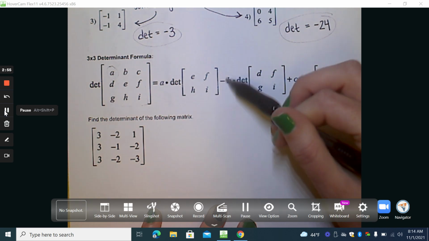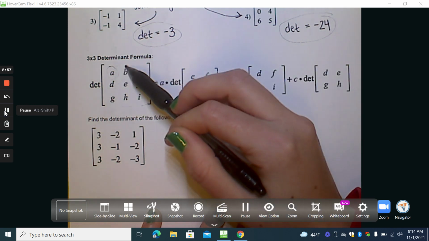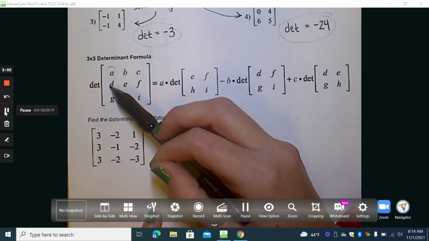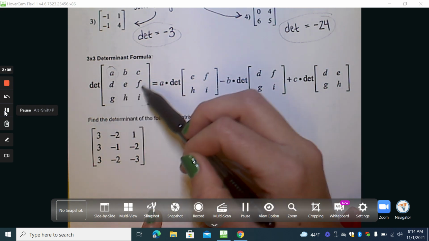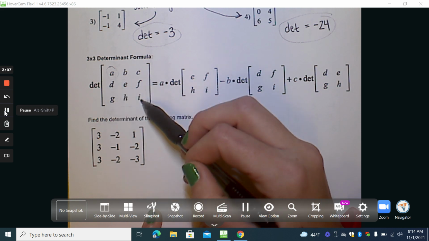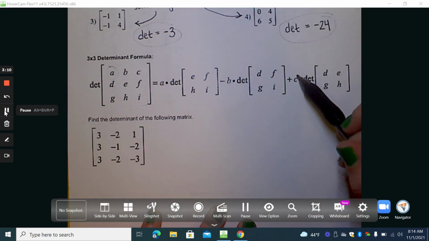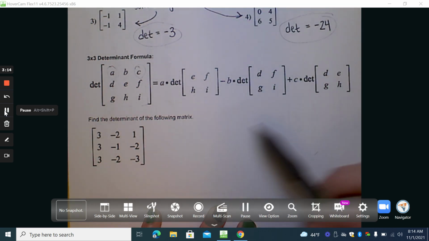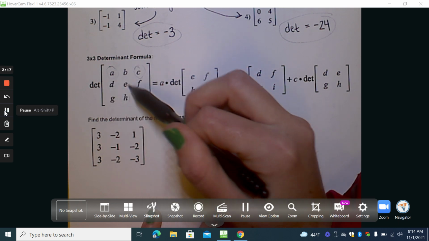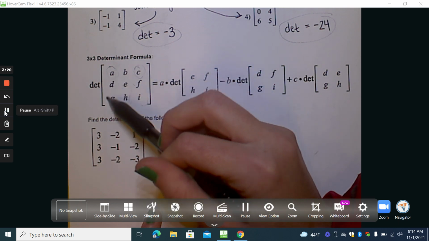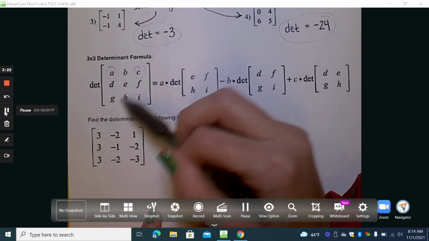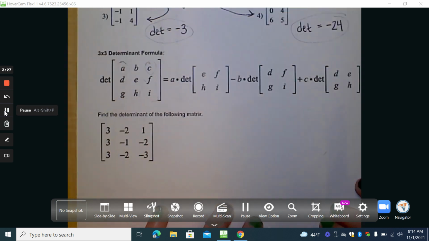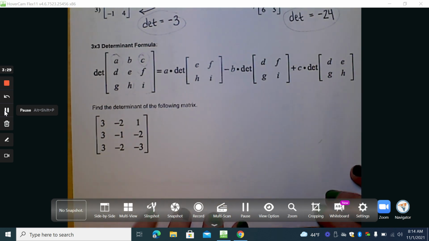And then I'm going to take B, the number in my second row, and multiply it times DG and FI, so the 2 by 2 from the area not in the same column or row as that number. And then for my last part, I'm going to take this third number, C, and multiply it times the determinant of a matrix made up of D, G, E, and F, essentially my rows and columns not included in that first row and third column where that C is located. So let's go ahead and show an example of this.